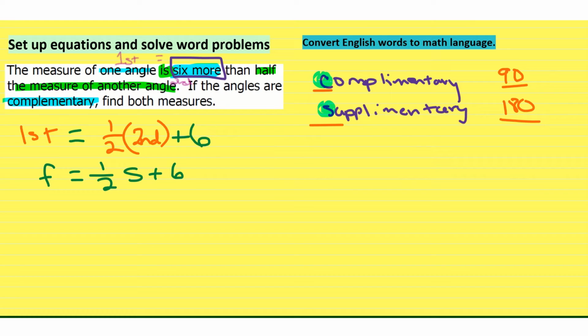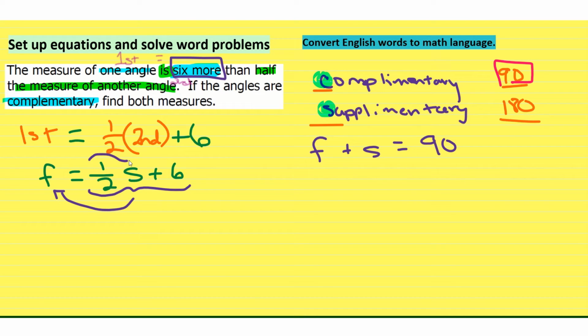So these complementary angles are going to add up to 90 degrees. That means my first angle plus my second angle are going to add up to 90 degrees. Again, we have been given an expression that says what F is equal to. So we're going to take this expression and plug it in for the F that is over here in this equation.